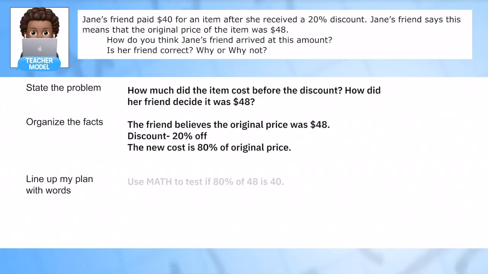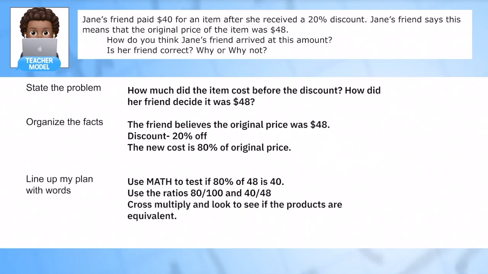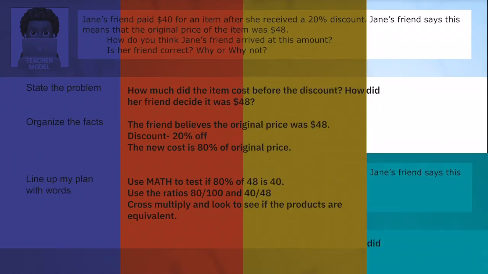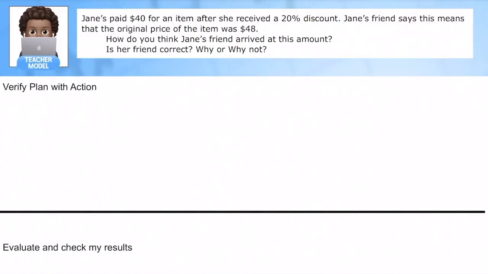So here's our plan. We're going to use math to test if 80% of 48 is equal to 40. So we're going to test that. And the way we're going to do that is we're going to use the ratios 80 over 100 and 40 over 48. If these ratios are equivalent, we'll be able to cross multiply and see that they're equivalent. Okay, let's put this plan into action.